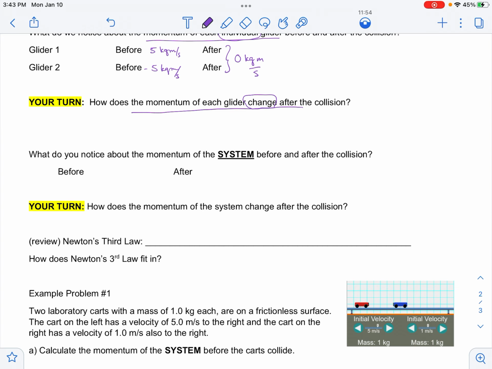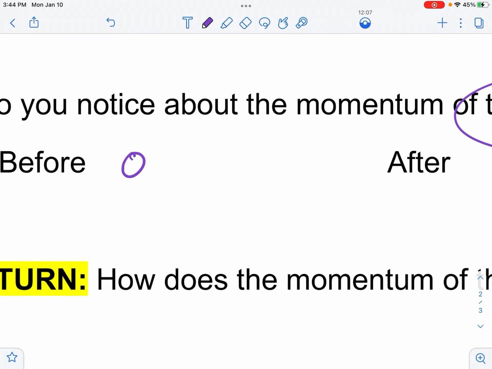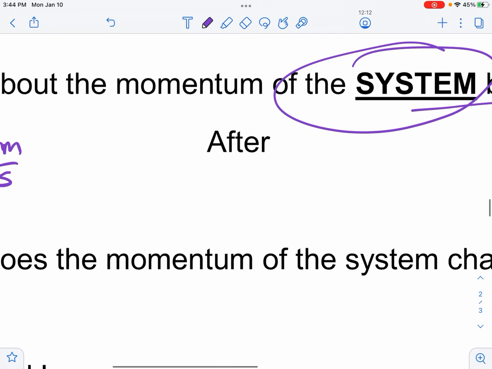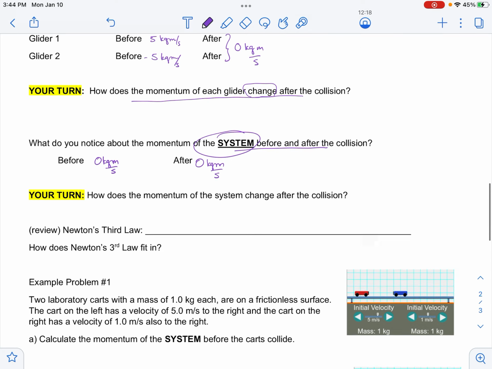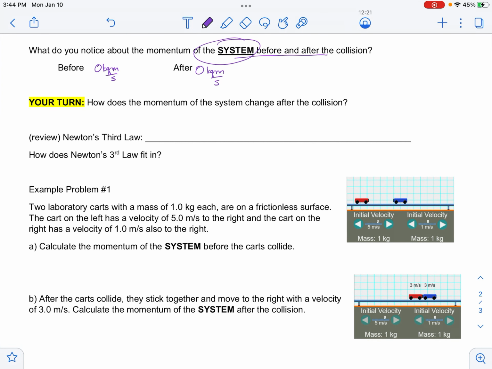Okay, so you should have noticed that each glider went from having some momentum to having 0 momentum, right? The momentum of each one went to 0. But if we look at the system before and after the collision, before I had 0 kilogram meters per second as my momentum, and after I also had 0 kilogram meters per second as my momentum. And so, how does the momentum of the system change after the collision?